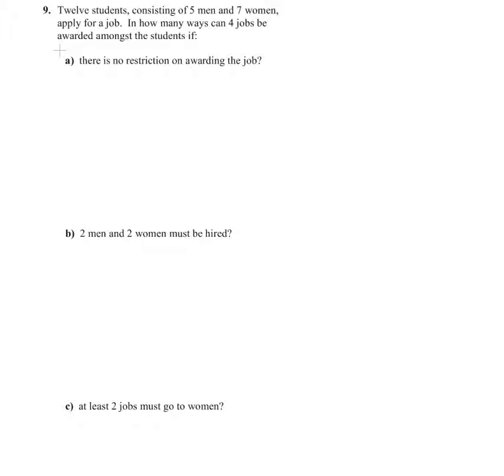In how many ways can 4 jobs be awarded amongst the students if A, there is no restriction on the awarding job, B, 2 men and 2 women must be hired, and C, at least 2 jobs must go to women. So we're going to obviously start with A, and we know that there are 12 people in total, and we can only choose 4.